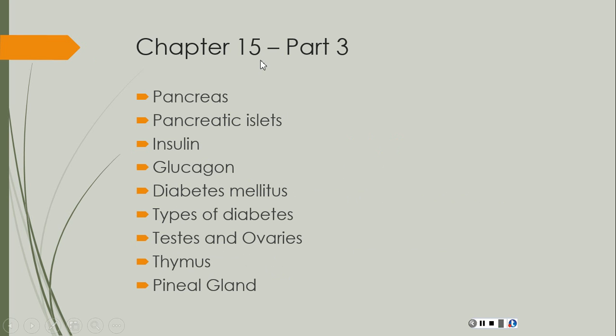So that ends part 3 of 3 for chapter 15 on the amazing endocrine system. We talked about the pancreas and the pancreatic islets with those cells of Langerhans and those different A, B, and D cells, insulin, glucagon. We talked about diabetes and different types of diabetes. We talked about the hormones in the testes and ovaries, also in the thymus, and then lastly the pineal gland.